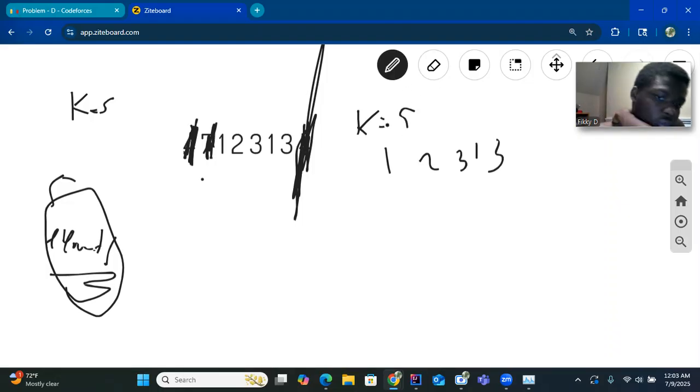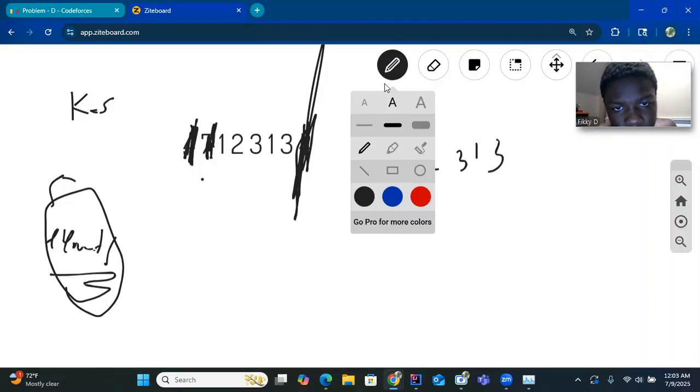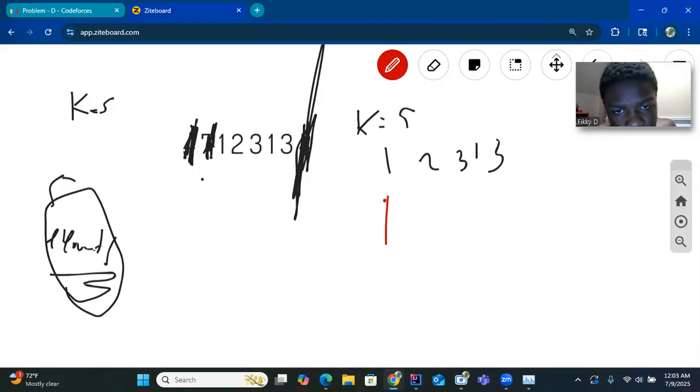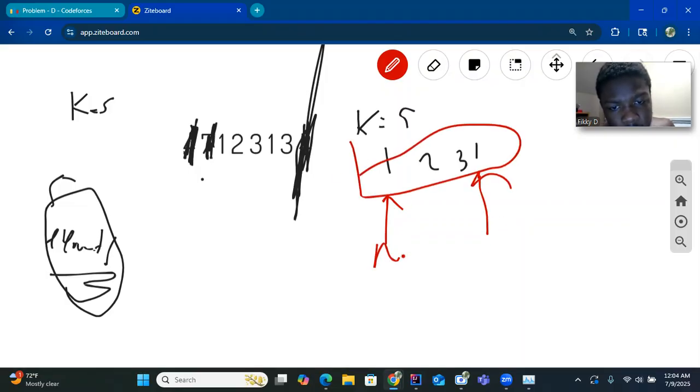So if I can only remove 1, 3, I might just look at the ends of the array after I've done all those removals and check, are they equal? If they're not, then I need to remove this 3. But now I can't remove anymore. I'm done. It's over. So I'm just stuck here, and this is obviously not a palindrome. So my answer is no.